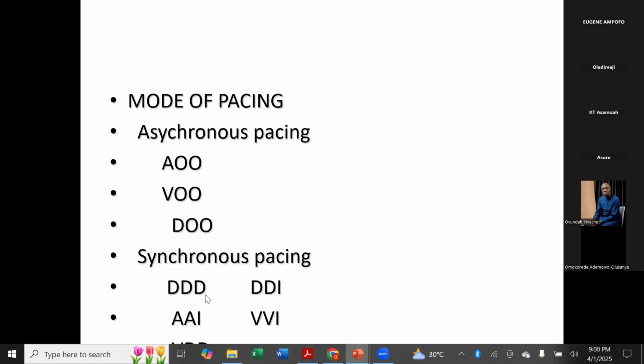So a DDD mode means that you are pacing both atrium and ventricle, you are sensing both atrium and ventricle, and you are responding to either inhibit or trigger. Okay, this is what you want when a patient has SA node block or complete heart block, because you want to synchronize both the atrium and ventricle together. You want to be able to pace both chambers, sense both chambers, and respond to intrinsic activity, pacing, and trigger when necessary. Okay, so this is ideal for a patient.